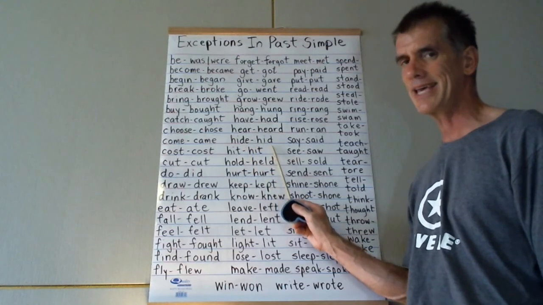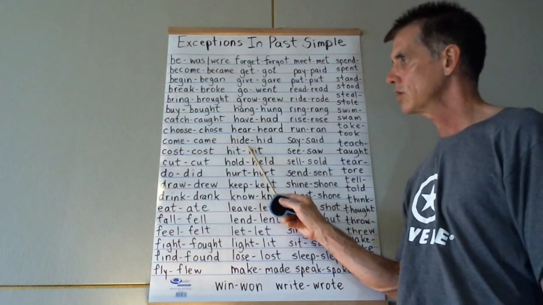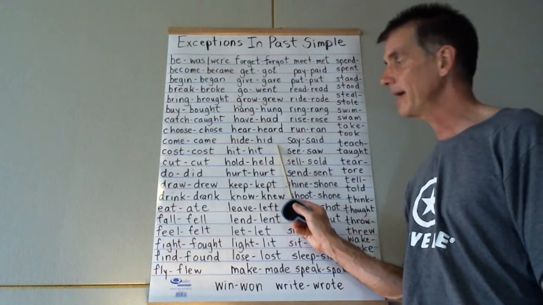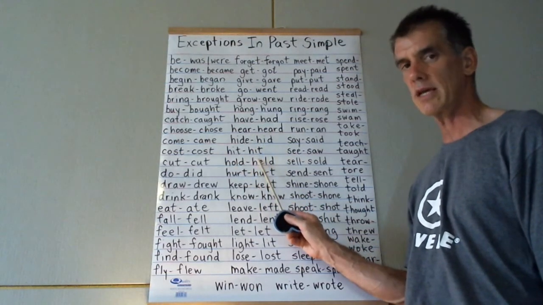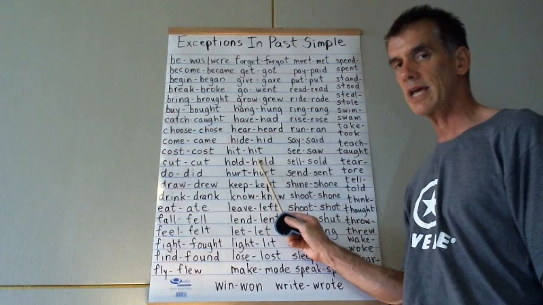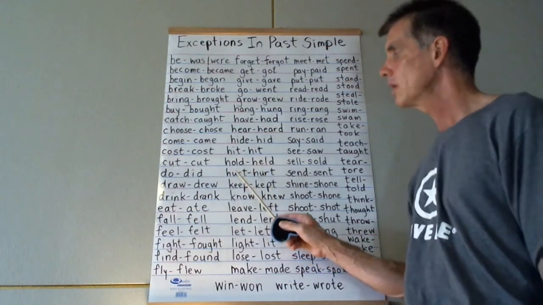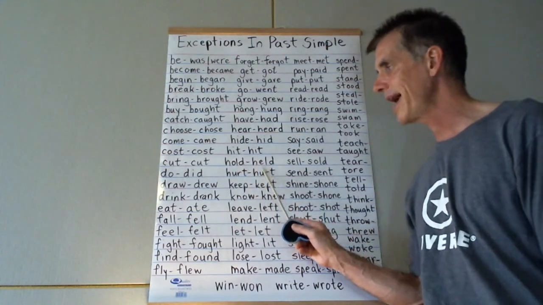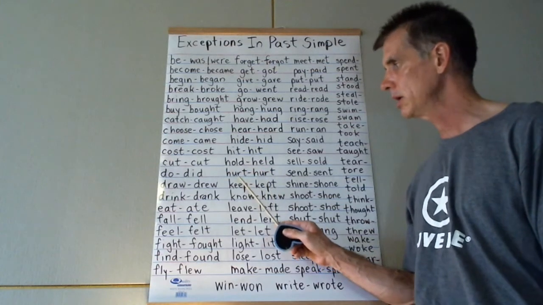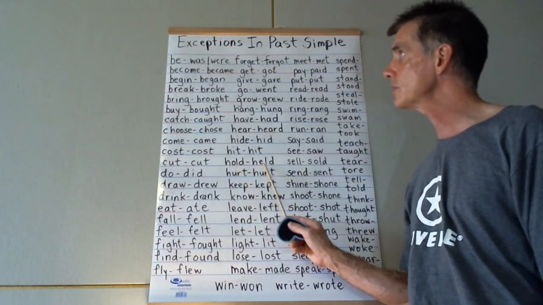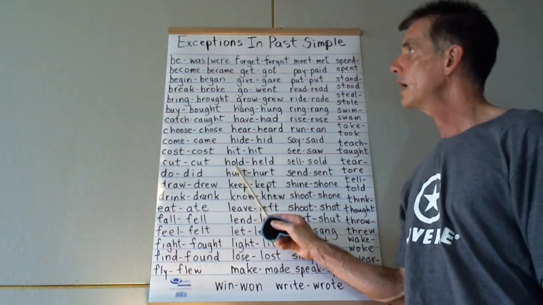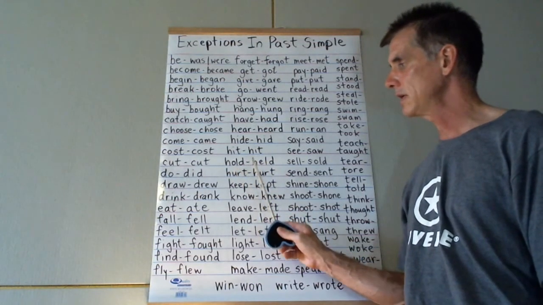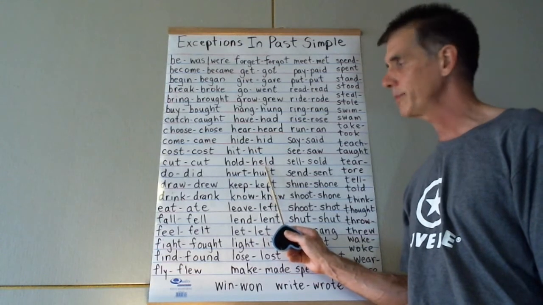Hide becomes hid. So you lose the E in the past tense. You lose E, okay? Hit and hit stay the same. So hit stays the same in the past tense, okay? Hold becomes held, okay? So again, O changes to E. Sorry, that's the opposite, actually. The O in the present tense changes to E in the past tense.